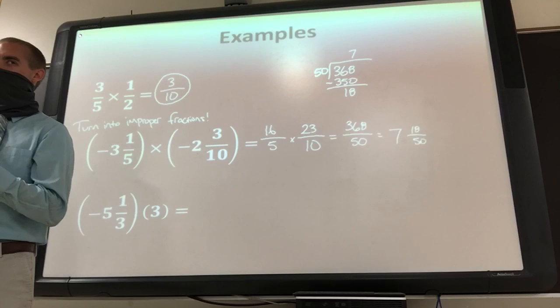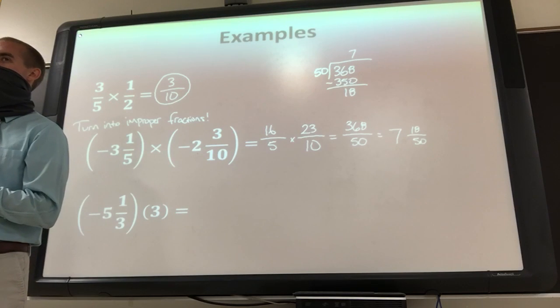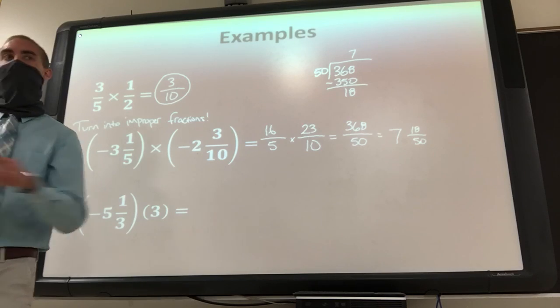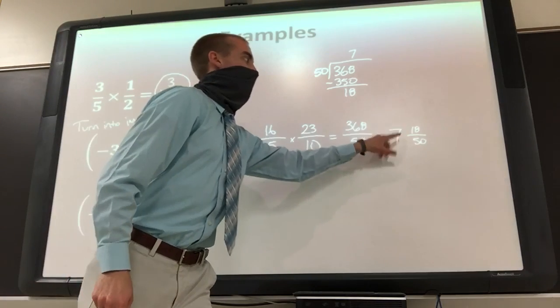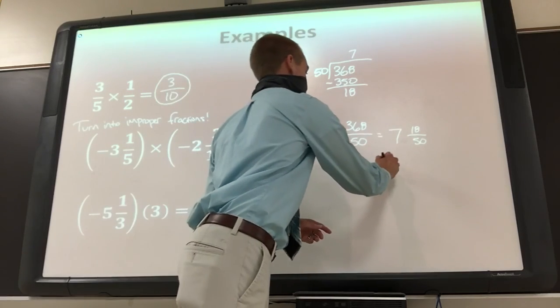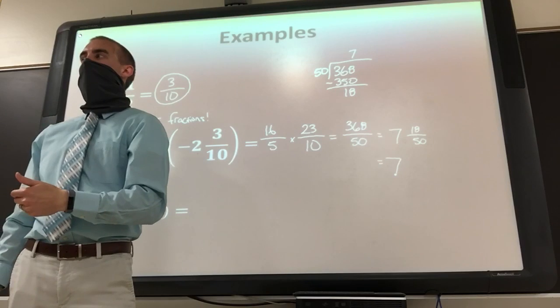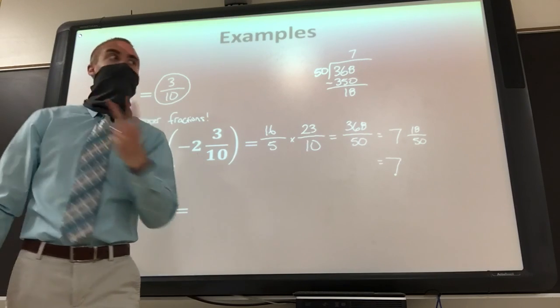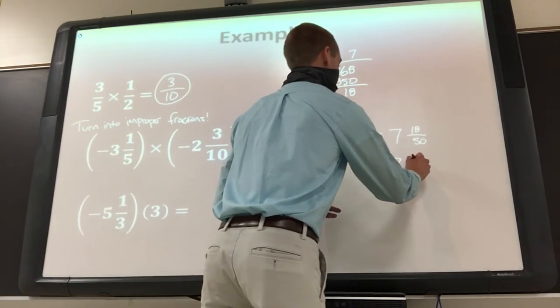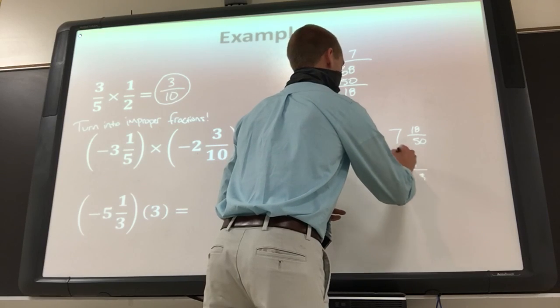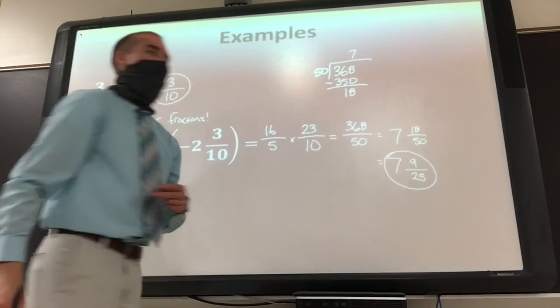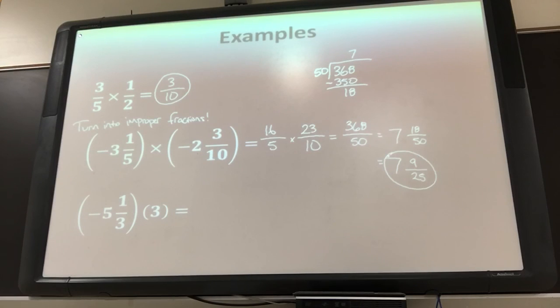What do you notice about that 18 over 50? It can still be simplified. This is not in simplest form yet. The 7's going to stay the same. 7 doesn't change. What can we divide 18 and 50 by? 2. By 2. 18 divided by 2 is 9. 50 divided by 2 is 25. So if you write your answer in simplest form, it needs to be 7 and 9/25.